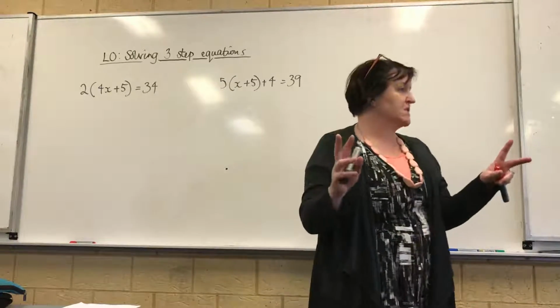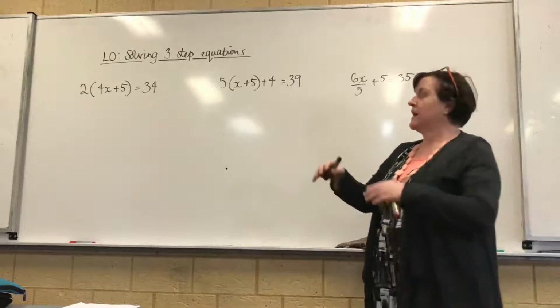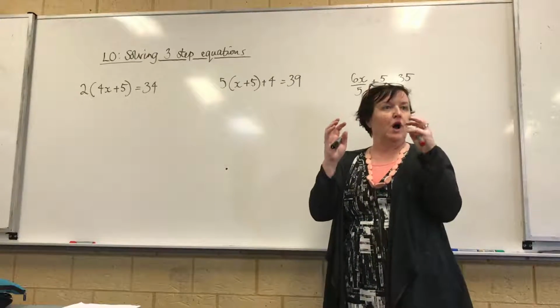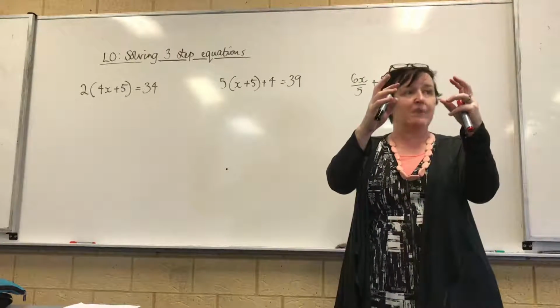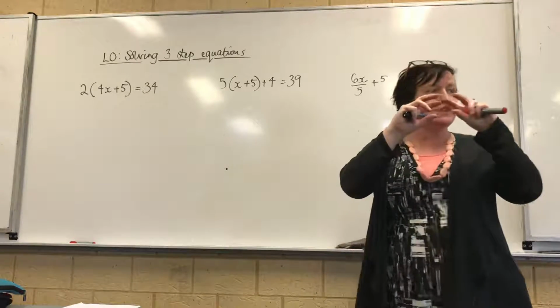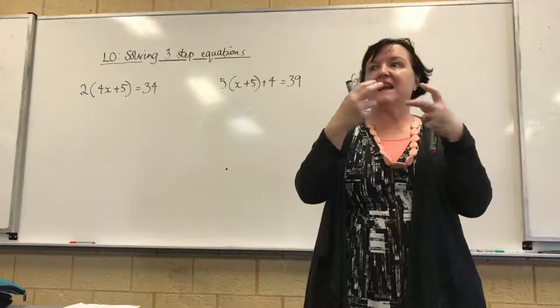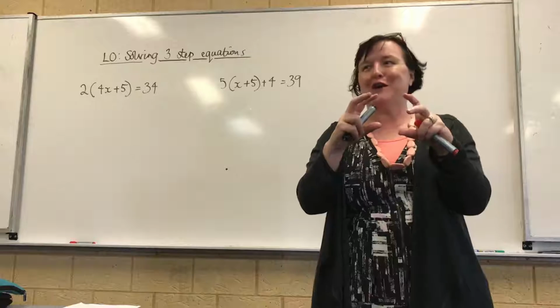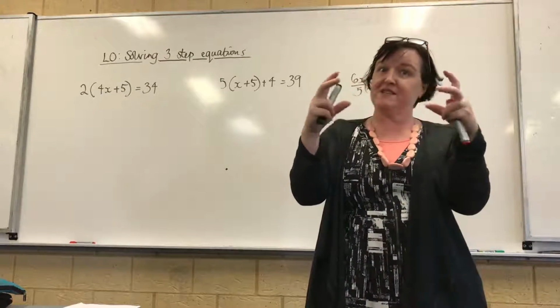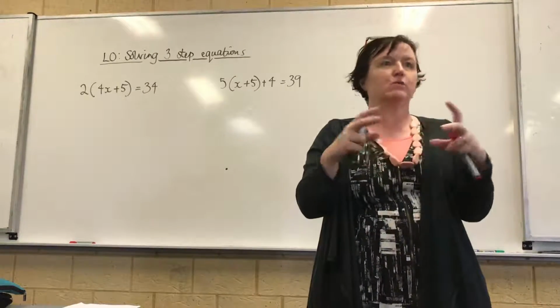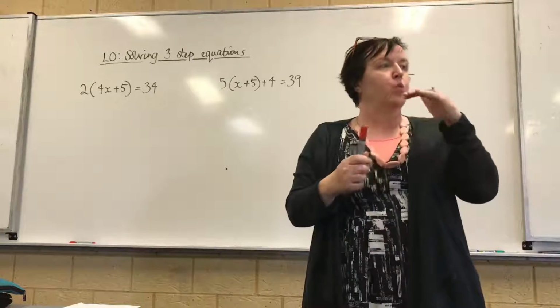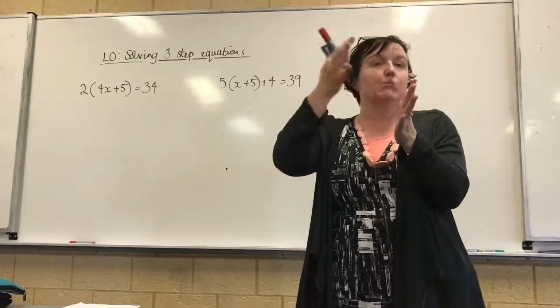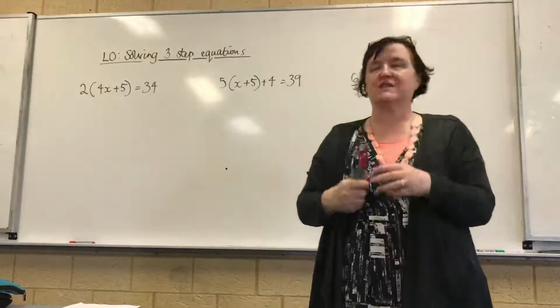So three-step equations. We've looked at 1 and 2 step. Basically, these are just one more step that you need to do. Once you've done the first step, you're then left with a 2-step equation, which you know how to do. And once you've done the second step, you're left with a 1-step equation, which you all know how to do. So it's just one tiny bit more onto the process.